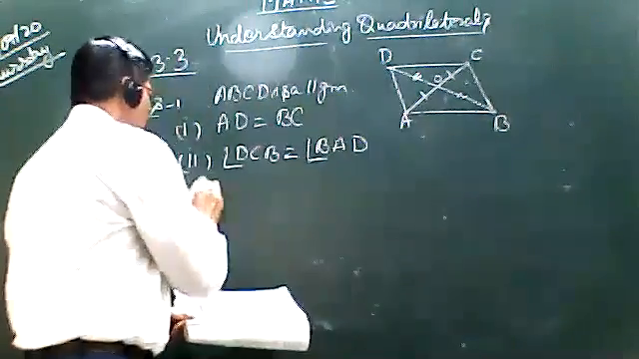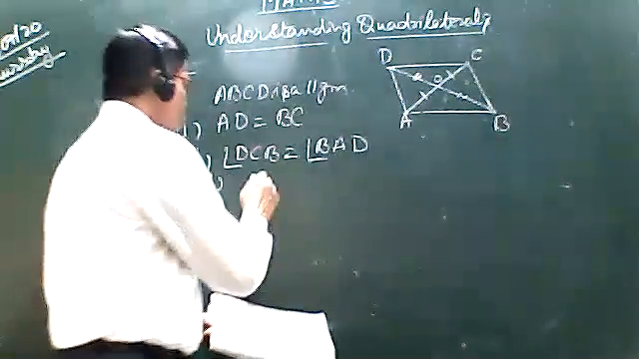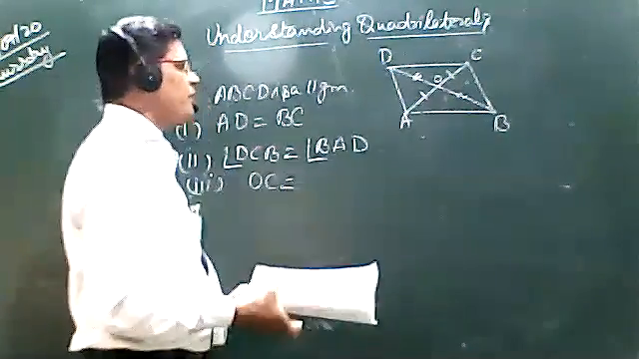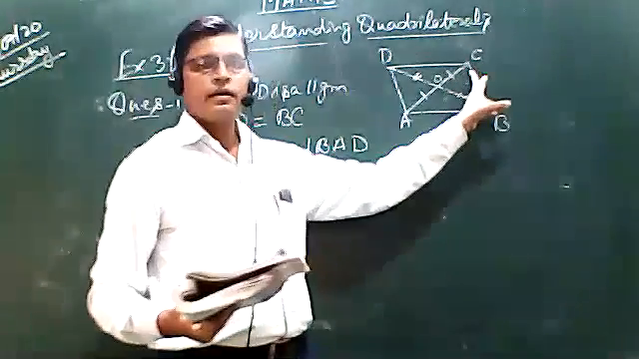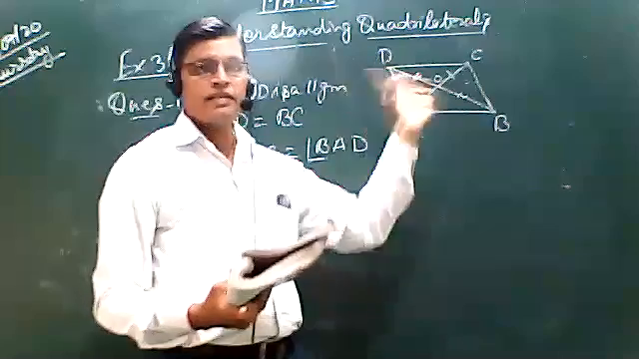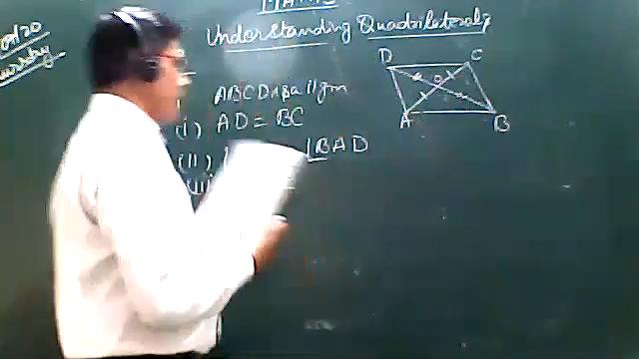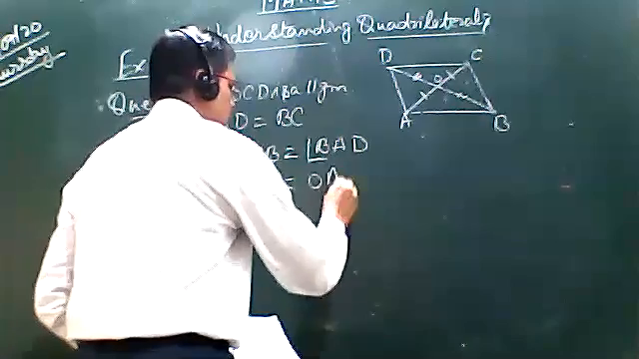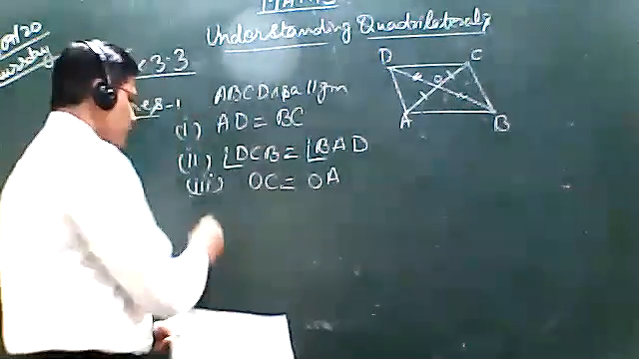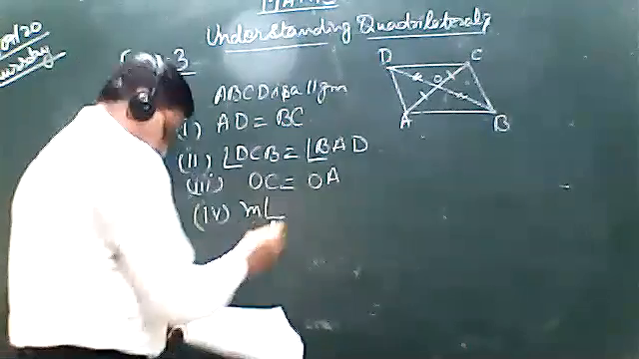Now the third part of this question, OC. Where is OC? In a parallelogram, the diagonals bisect each other. That means OC is equal to OA. Very good. Shabash.